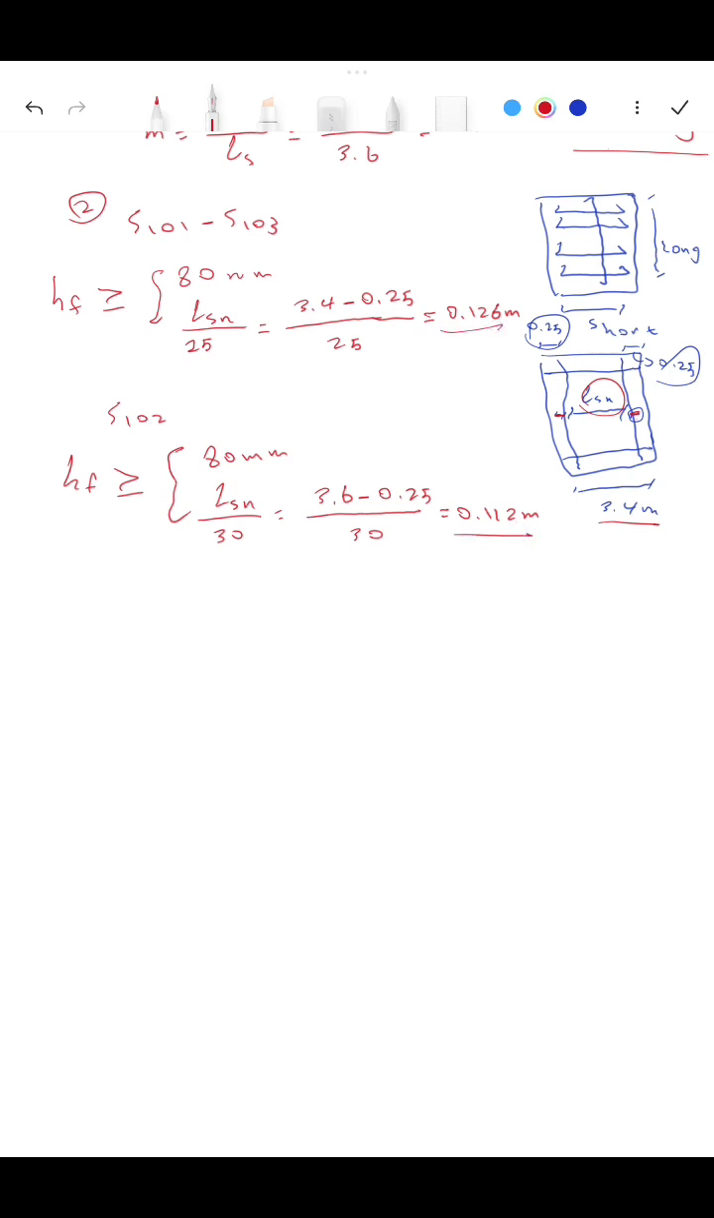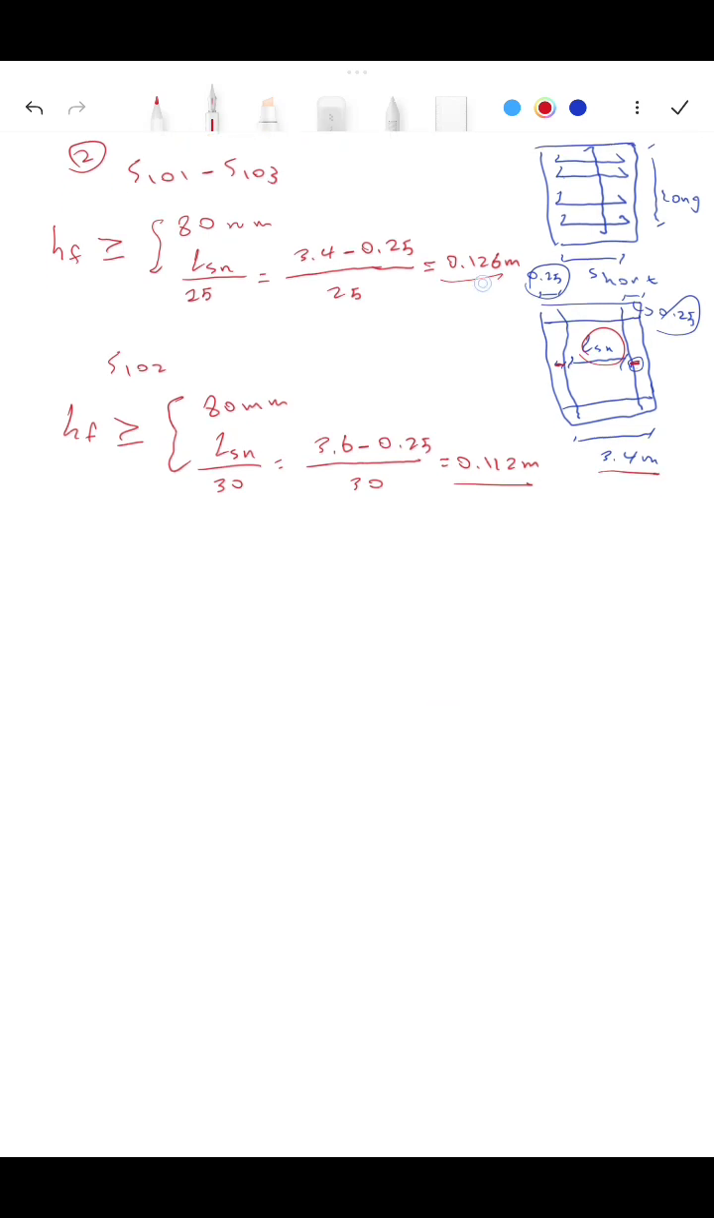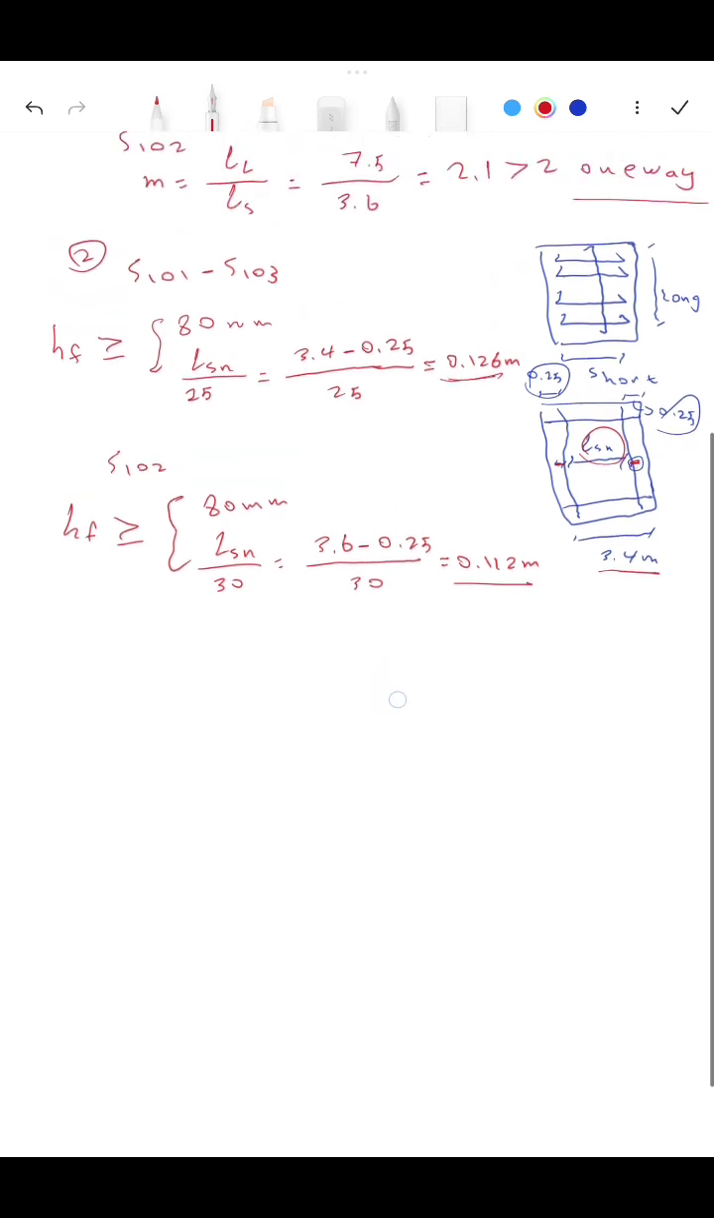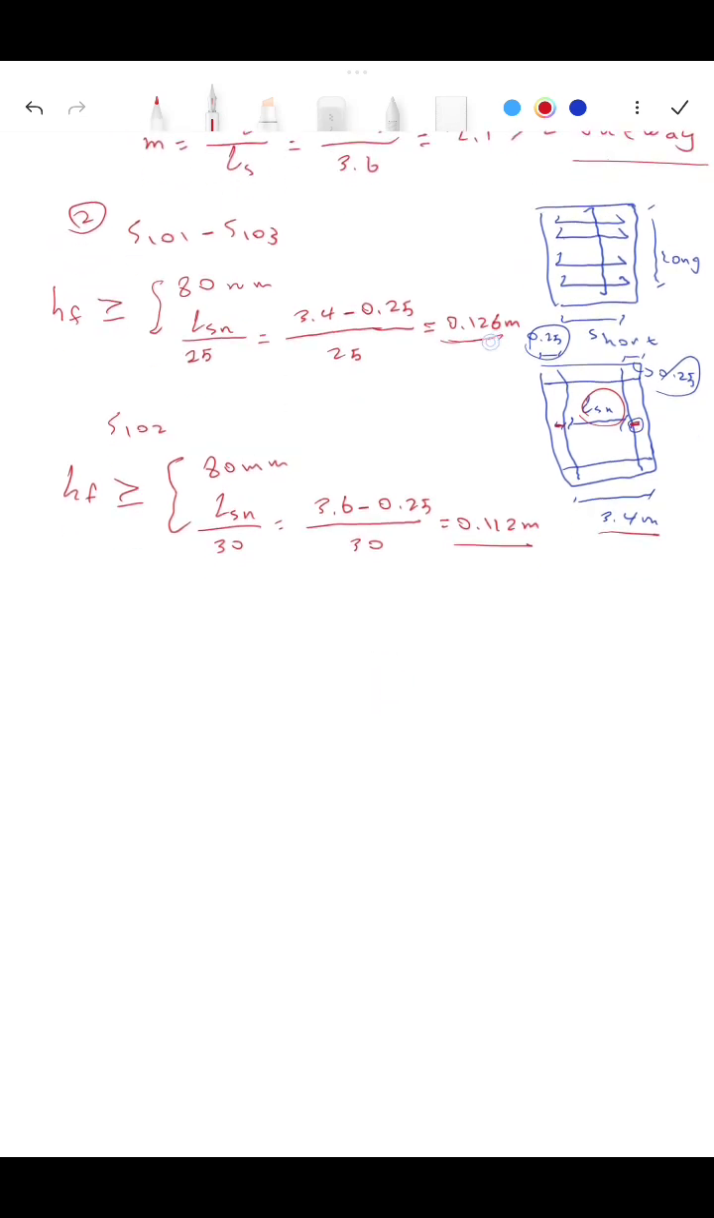So in this case, we have this depth and this depth, and one of them we will consider in our question. The most important point: both of them are bigger than 80. This is important. If it was less than 80, then it would be different and we would use the 80. But in this case, both of them are bigger than 80. So we have 126 and 112. Which one will we take? We will take 126, because these slabs are beside each other, so we cannot design them according to these two values. We will design them according to the bigger one.